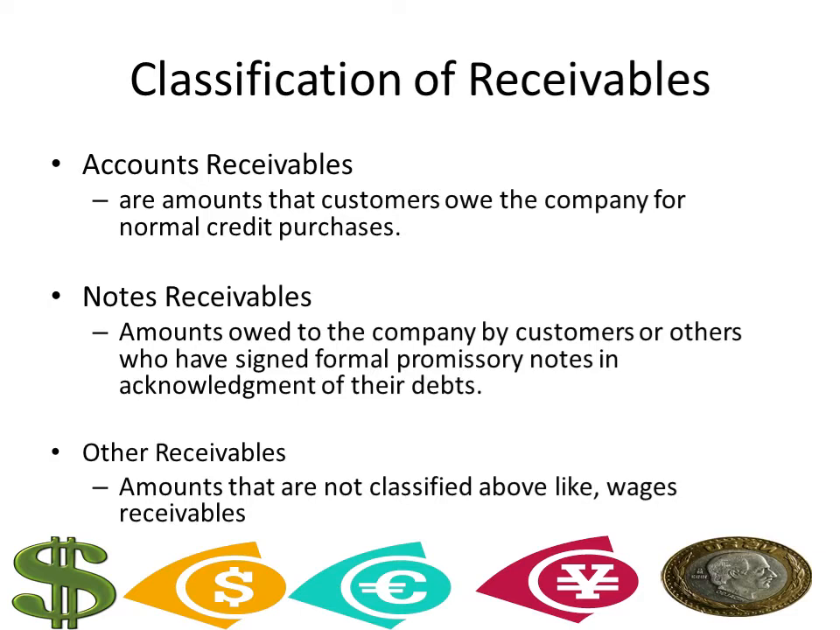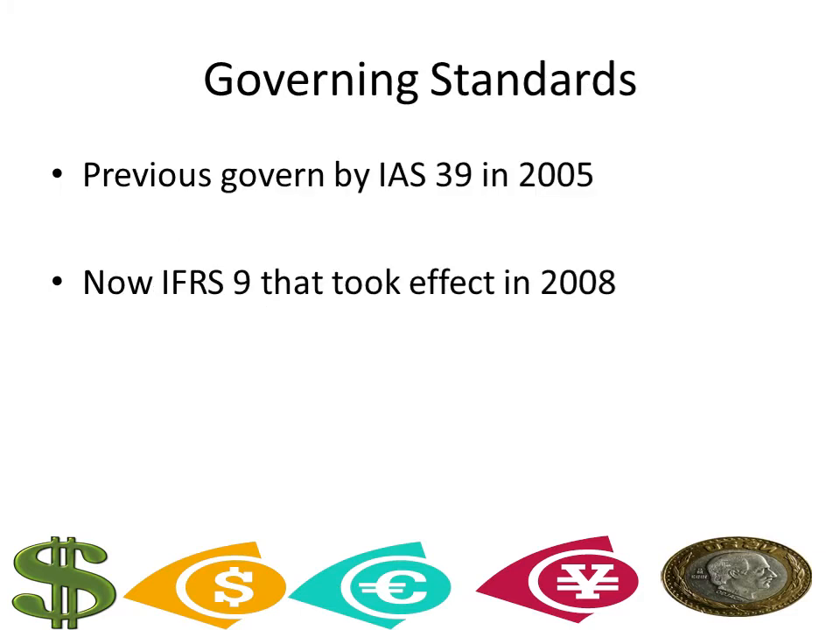We also have other receivables. These are amounts that are not classified as our trading receivable, and also don't have a promissory note. Examples of these are wages receivable, or receivables from government agencies for overpayments, or from our supplier for overpayments. Okay?